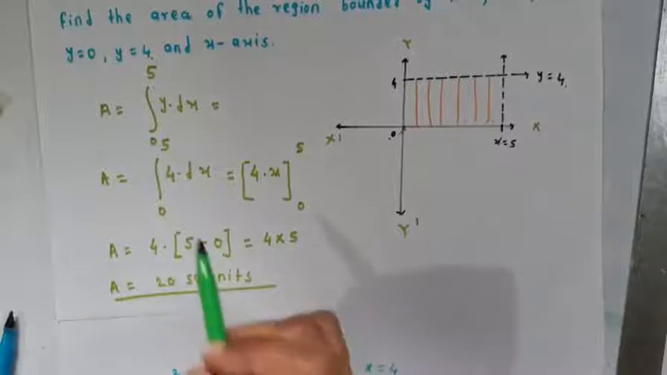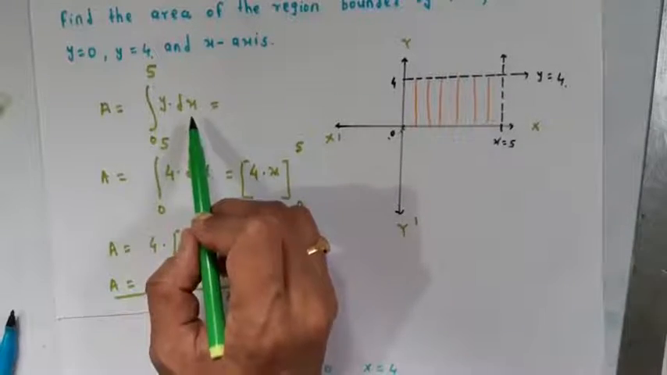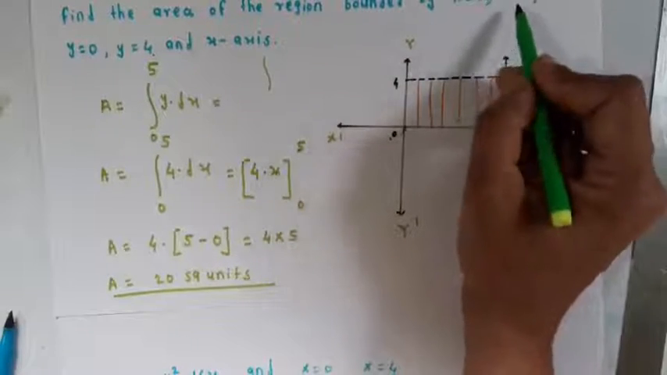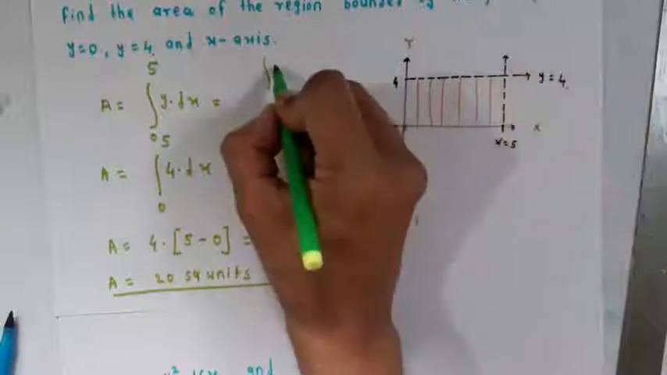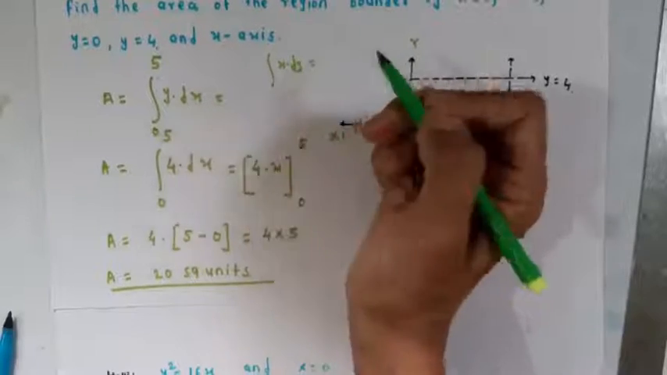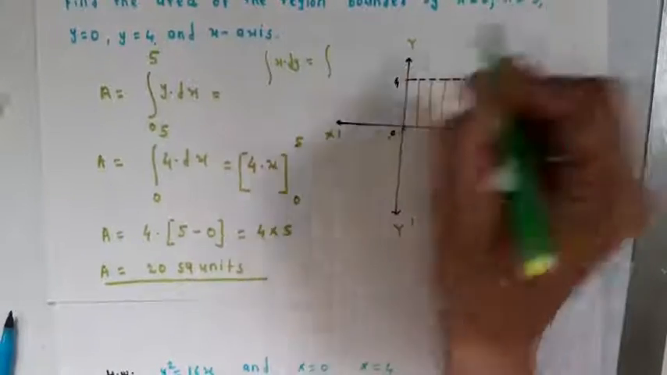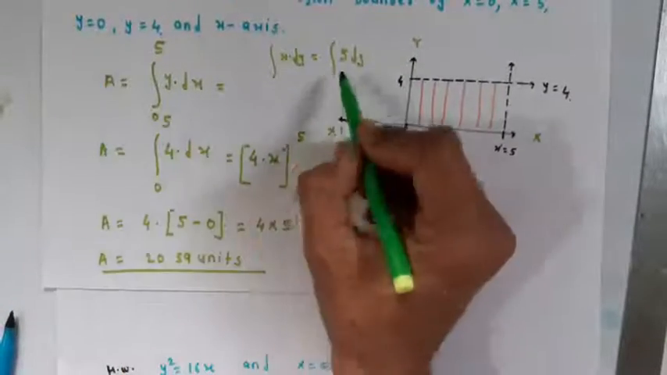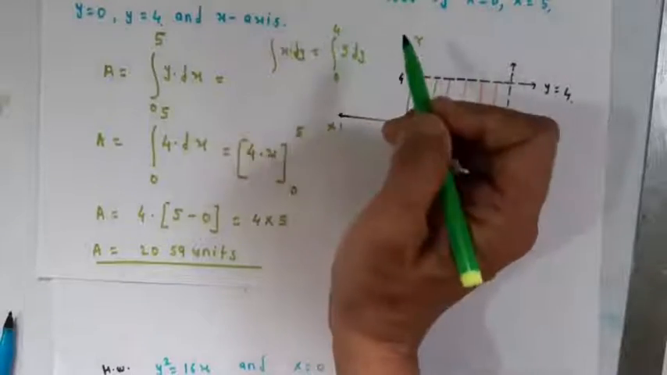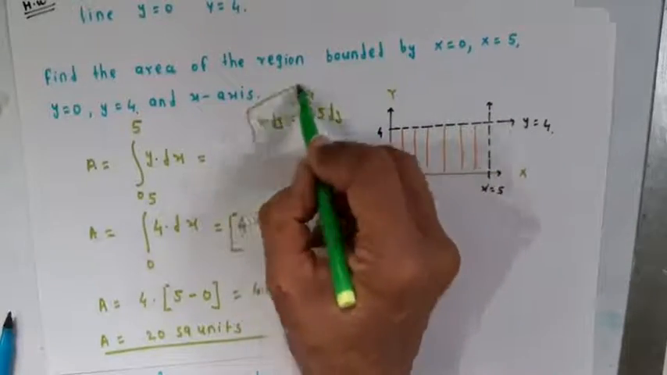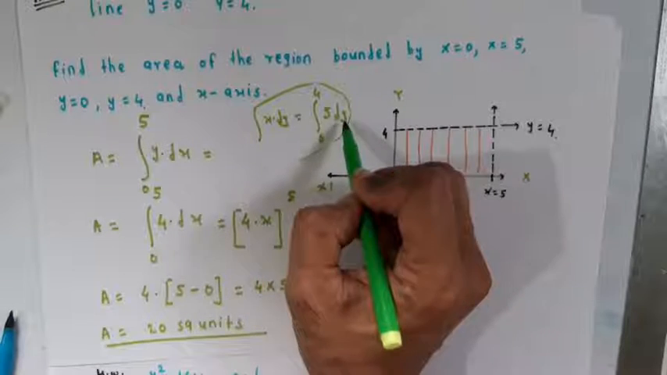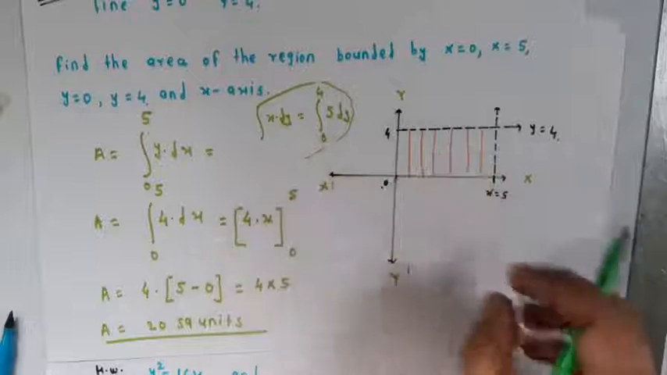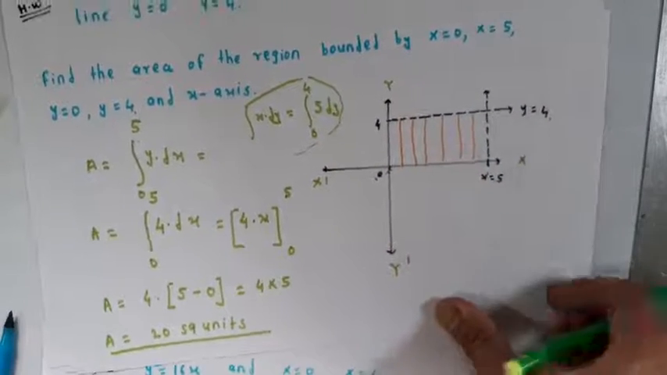So students, if you want to integrate with respect to y, you can also take integration with respect to y. So what is x with respect to y? Like this you can integrate. What is x equal to 5 with respect to y? But what are the limits of integration? 0 to 4. Okay, and in this case that is 5x, which means 5 into 4, and the area will be the same, that is 20. Anyway you can do it.